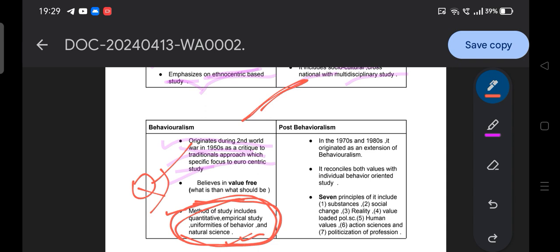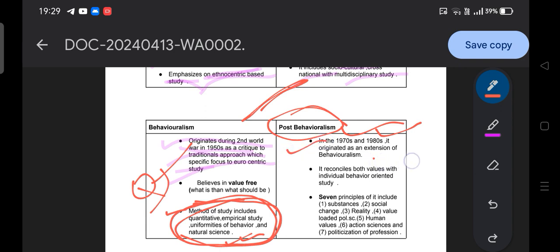First we will discuss the traditional approach, then we will discuss the behavioralism approach as a critique to the traditional approach. Then after behavioralism, what emerged? Because behavioralism also has certain limitations, as everything does. Then post behavioralism emerged as a critique to behavioralism, in the 1970s and 1980s.